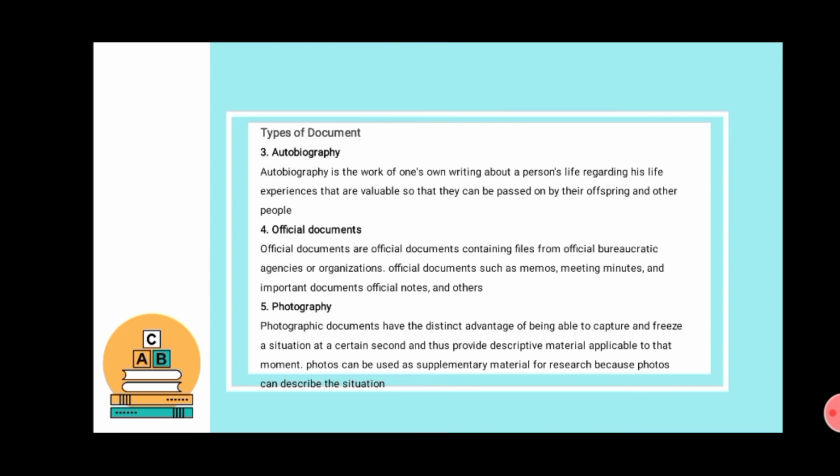Fifth, photography. Photography documents have the distinct advantage of being able to capture and freeze a situation at a certain second and thus provide descriptive material applicable to that moment. Photos can be used as supplementary material for research because photos can describe the situation.